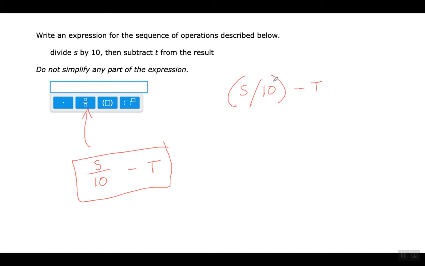The parentheses emphasize that you mean you got to do this first, and whatever the result is, you subtract t from it. All right? So both of these are correct. Los dos están correctos. Si lo hacen de esta manera, los paréntesis están diciendo que se tiene que hacer esto primero antes de restar t.